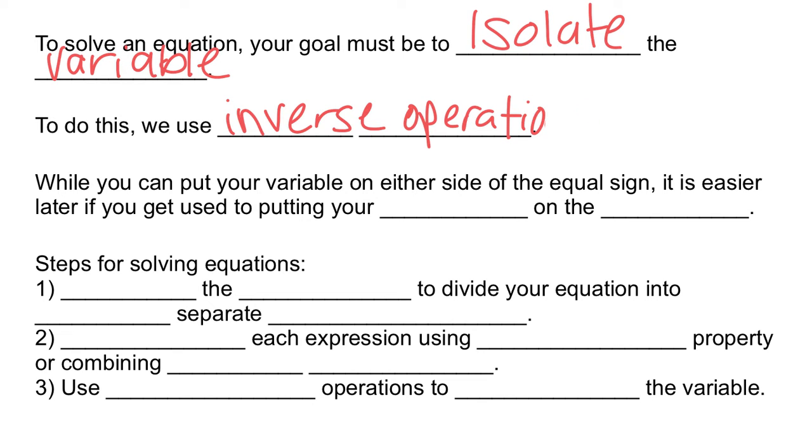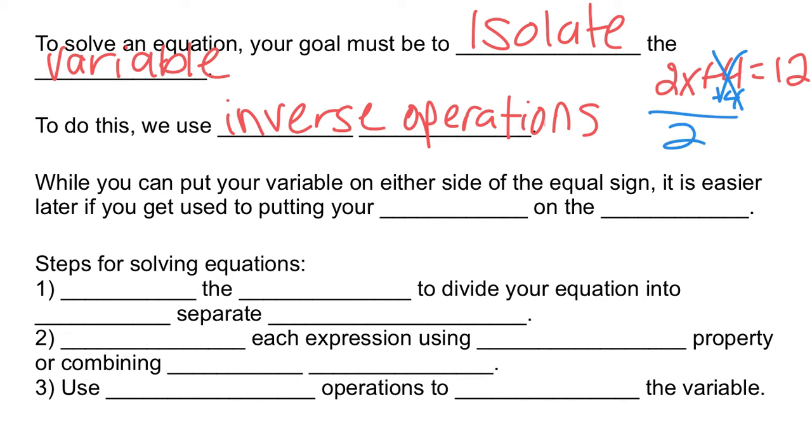Anyway, that means that if we're adding, to get the addition to cancel out, we do subtraction. If we're multiplying, to get multiplication to cancel out, we do division. So don't write this down, but just remember that. Like if you had something like 2x plus 4 equals 12, you would do inverse operations to get the x by itself by subtracting the 4, that's the opposite of addition, and then dividing by 2, because that would be the opposite of the multiplication that's happening there. So when we talk about inverses, that's what we're talking about doing.